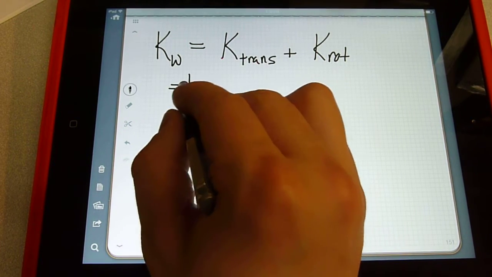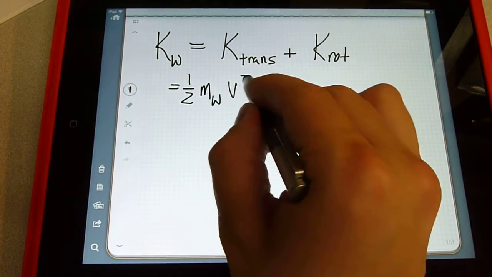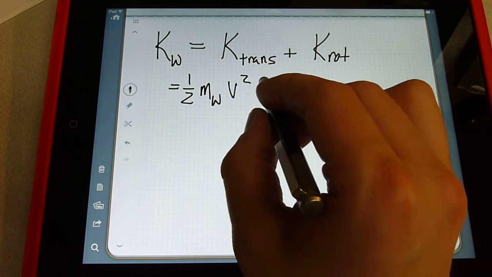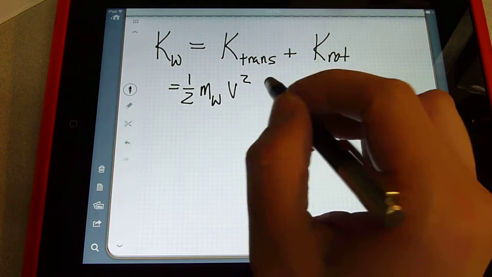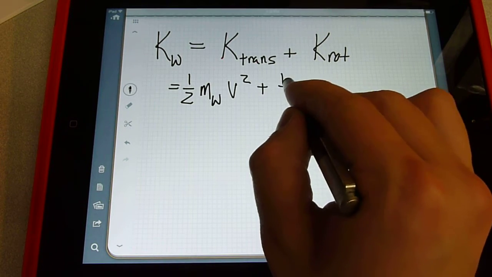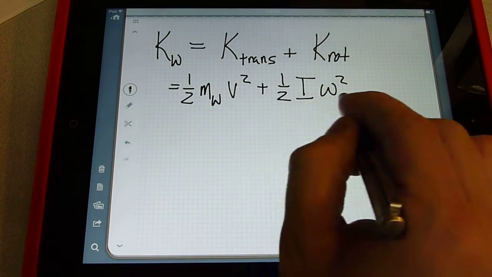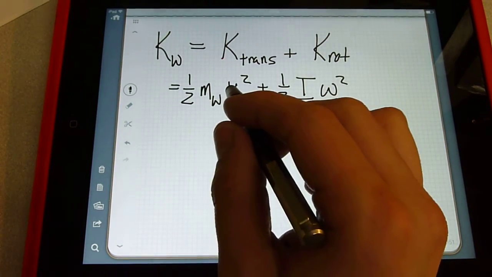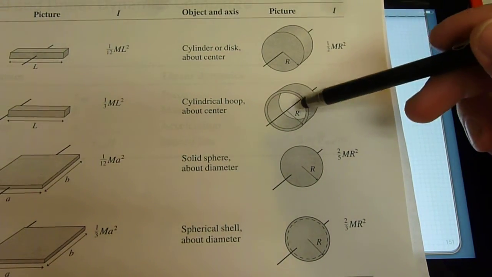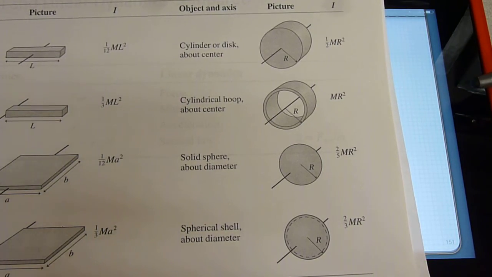So we'd have 1/2 times the mass of the wheel times the velocity of the center of mass of the wheel. That's going to be the same velocity as the center of mass of the bike. You can imagine where that wheel is attached to the bike, it's got to be going the same speed as the bike frame. Plus 1/2 times the moment of inertia times the angular velocity squared. There's our rotational kinetic energy term. The problem said we needed to treat the bike wheel as a hoop, so we looked that up on our chart and we get mr squared for the moment of inertia.